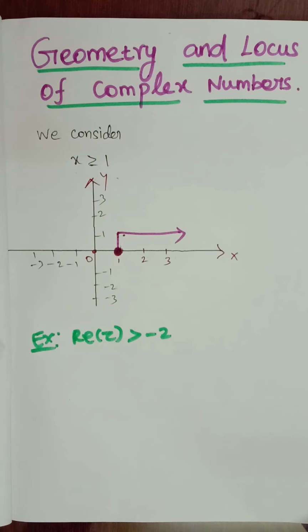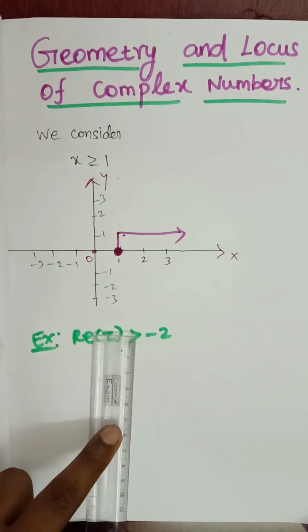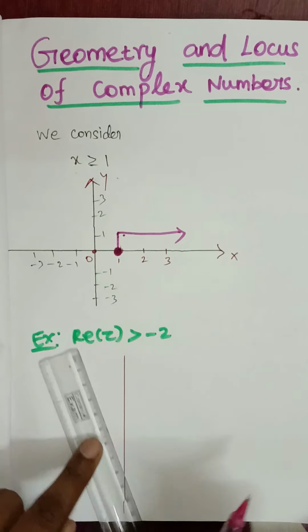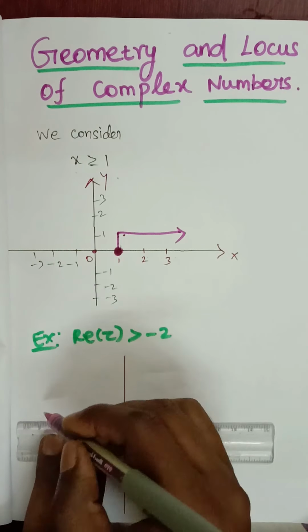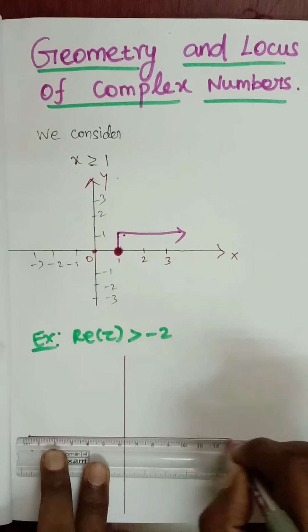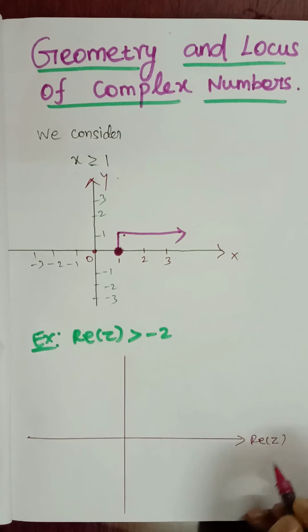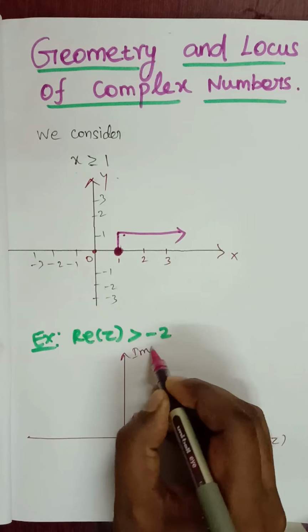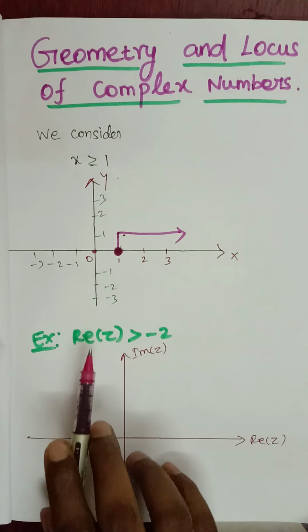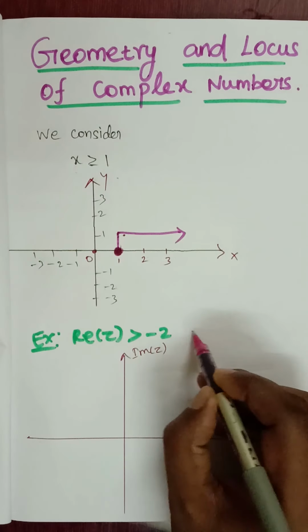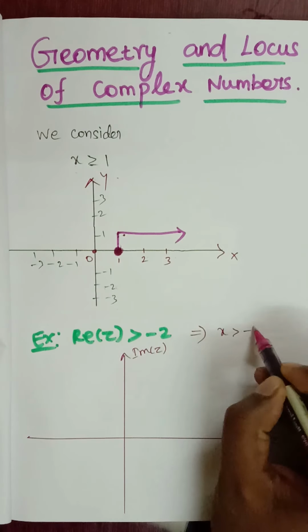How do we represent it geometrically? I am going to take the x-axis as the real axis and the y-axis as the imaginary axis. This is the real of z, and this is the imaginary of z. What is the value here? Real of z greater than minus 2, that implies x greater than minus 2.